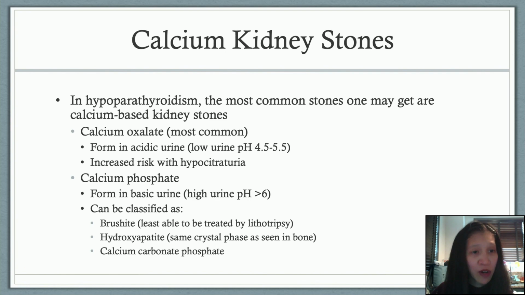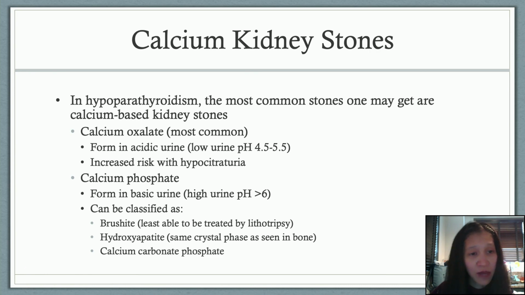In hypoparathyroidism, the main kind of kidney stones we worry about is the calcium-based stones, obviously. Calcium oxalate, as I mentioned, is the most common. These are stones that form in acidic urine, meaning low urine pH, around 4.5 to 5.5. You also get an increased risk of these stones if you have low citrate levels in the urine, or hypocitraturia.